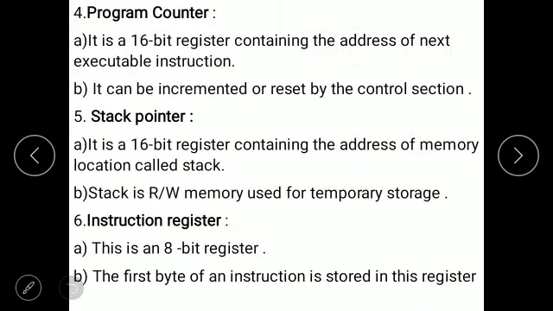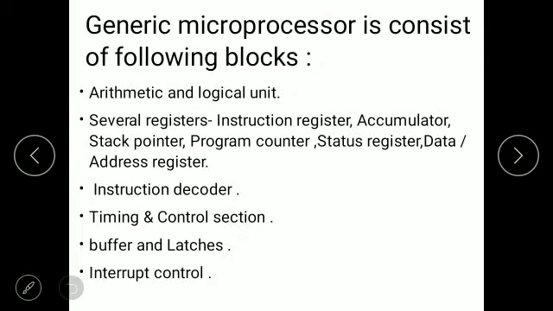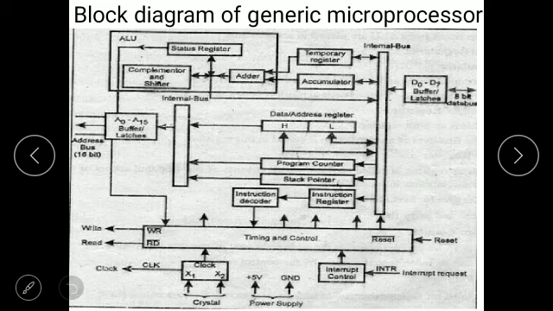Next is the instruction register. It is an 8-bit register. The first byte of an instruction is stored in this register. If you see the block diagram, here is your instruction register. In the 8085, whatever programs you write are a collection of instructions. So your instruction register always stores the first byte of your instruction while executing the program.